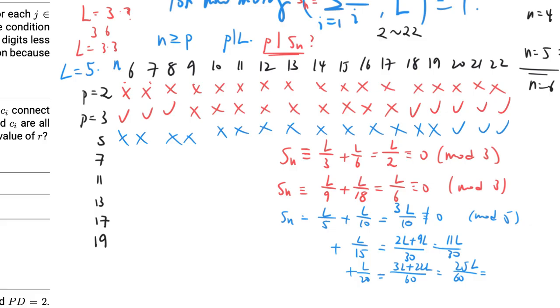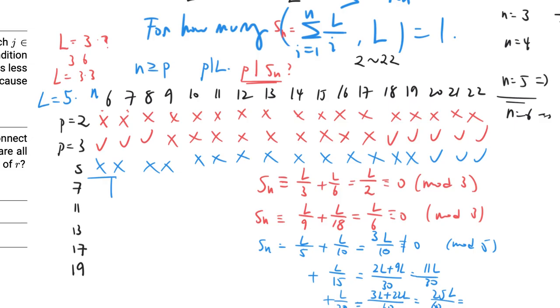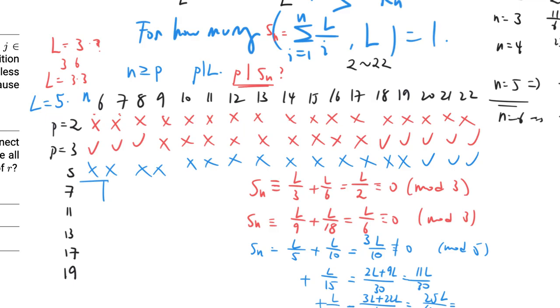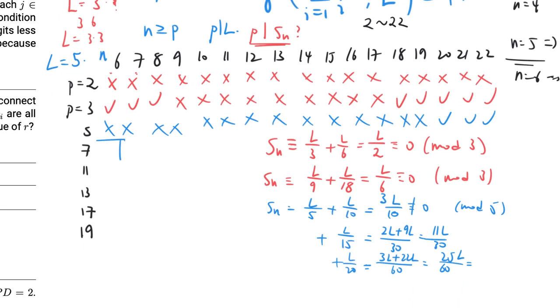Then for 7, you can go through the same reasoning. So for 6, 6 wouldn't be concerned with this at all. So as mentioned, you want the n to be greater or equal to p. Otherwise, this 7 does not fit into L at all. So we don't need to consider this.